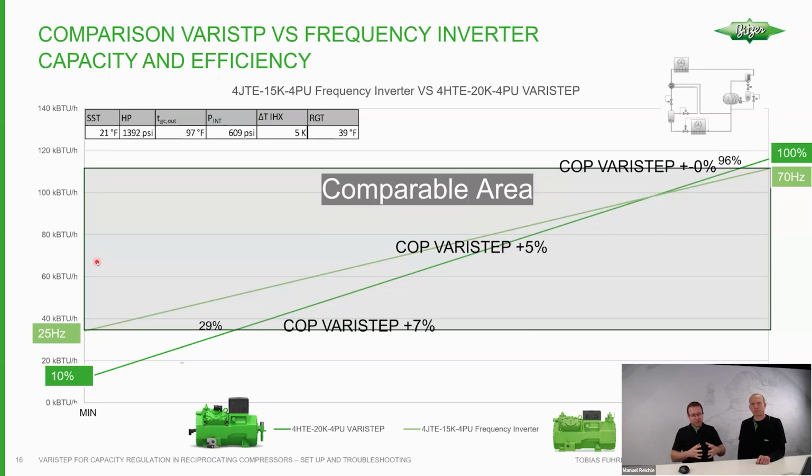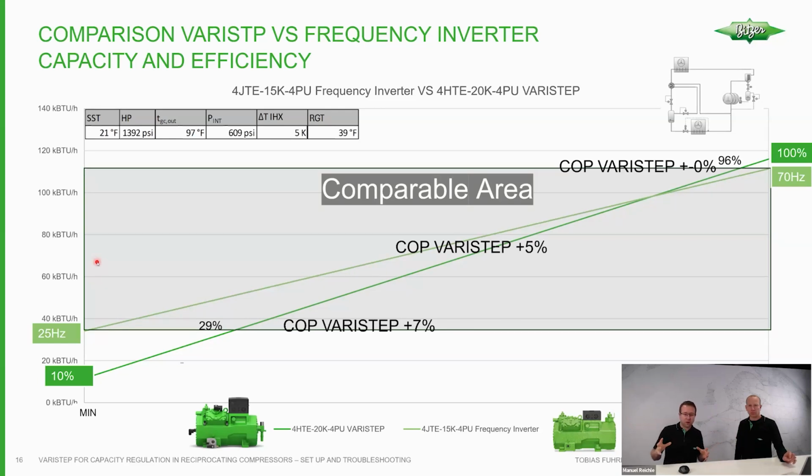Whereas we selected one size bigger VARISTEP compressor displacement-wise, because we don't have the capability to go to 70 Hertz. So it's calculated with 60 Hertz. Then we have to select the 4HTE, which is one size bigger. This compressor is doing then 118 kBTU at 100% and roughly 15 kBTU at 10%. So it's a much wider range.